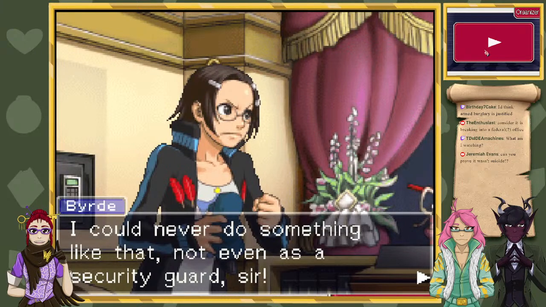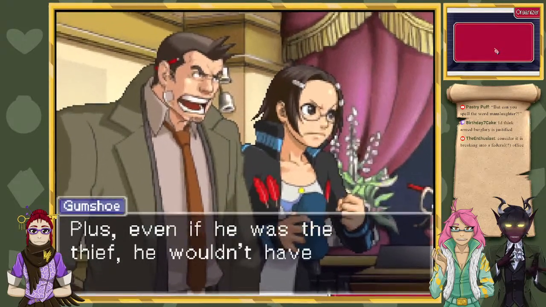I could never do something like that. Not even as a security guard, sir. Yeah, being Puppycat is really wild, TD. Especially the actual Netflix version is honestly even wilder than the original. And I don't know how they did that, but they did.